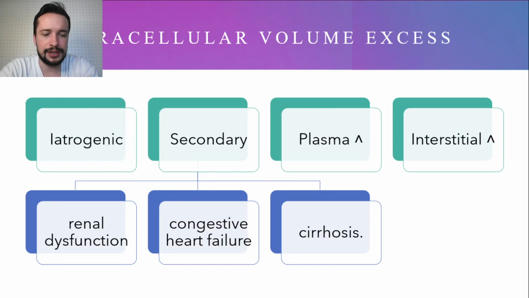Extracellular volume excess may be iatrogenic or secondary to renal dysfunction, congestive heart failure, or cirrhosis. Both plasma and interstitial volumes usually are increased. Symptoms are primarily pulmonary and cardiovascular. We will see it in a table further on.